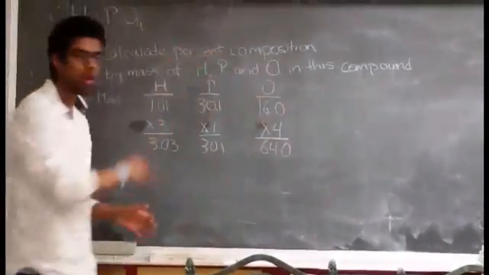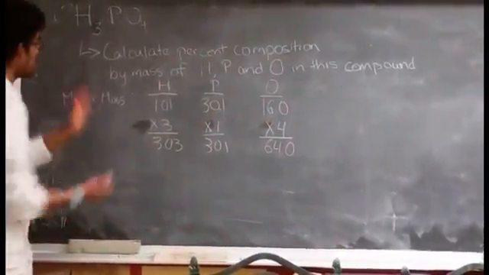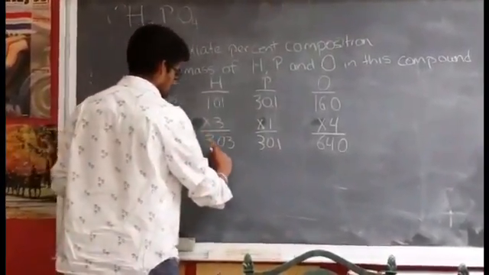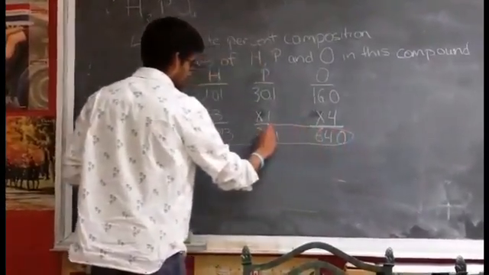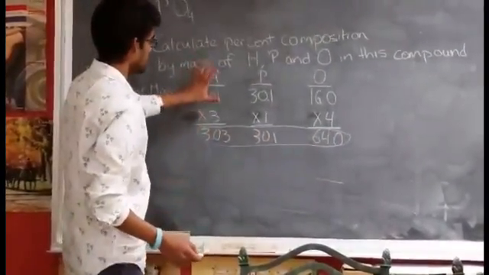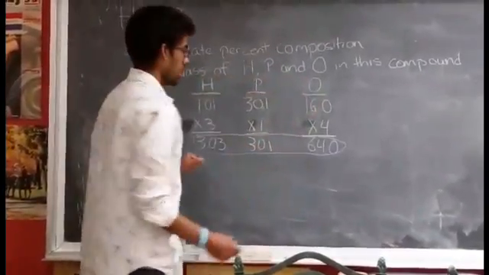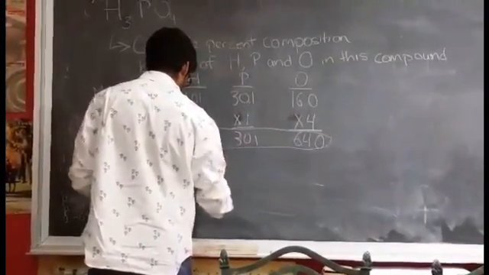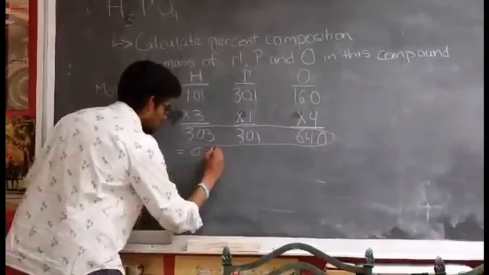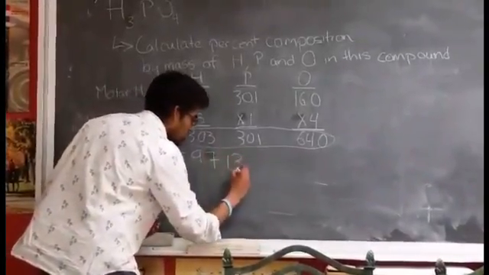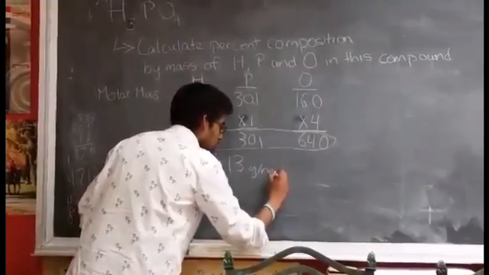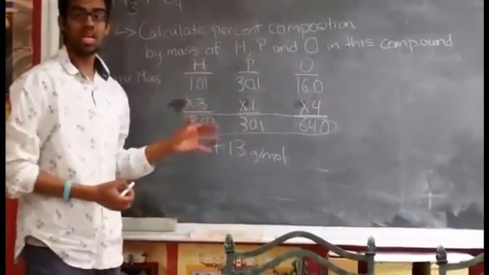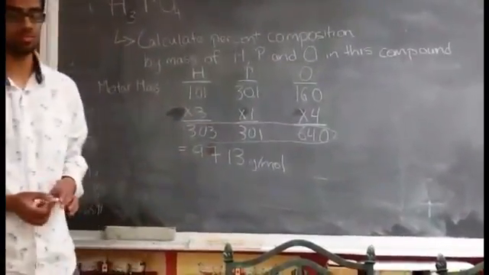And now to find the total mass of phosphoric acid, we add them all up: the mass of hydrogen, phosphorus, and oxygen. And the grand total is 97.13 grams per mole. That is the molar mass of phosphoric acid.